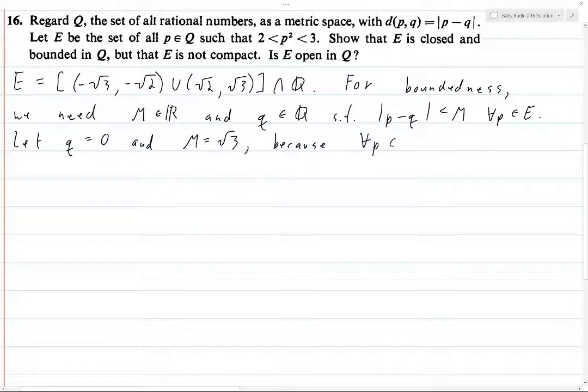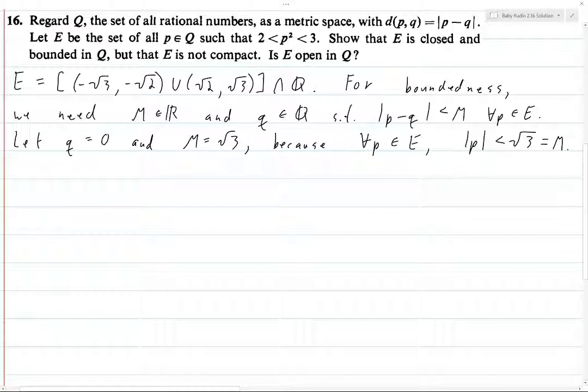Because for all p in E, just looking at the set E, it is a subset of the open interval from minus root 3 to root 3. So the size of p is going to be less than root 3. So the distance between p and 0, the norm of p, is equal to the norm of p minus 0, which is the distance between p and q, and root 3 is M. So there we go. That's pretty straightforward.